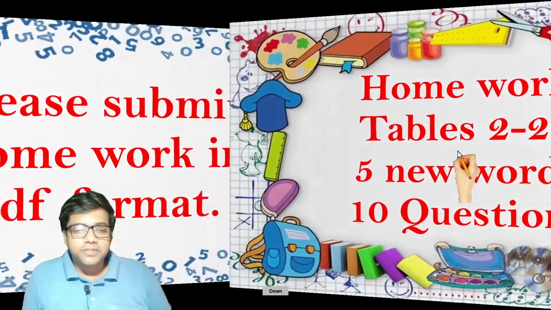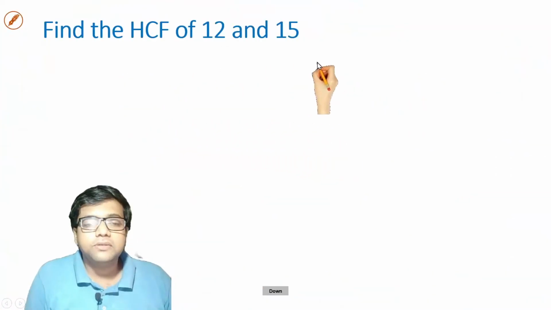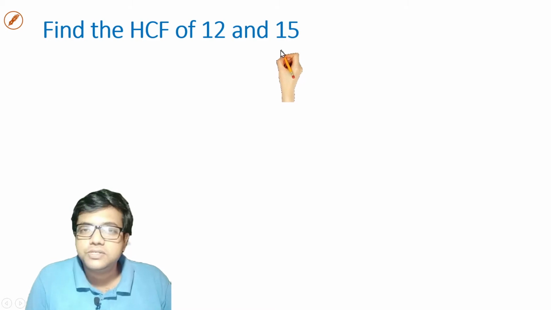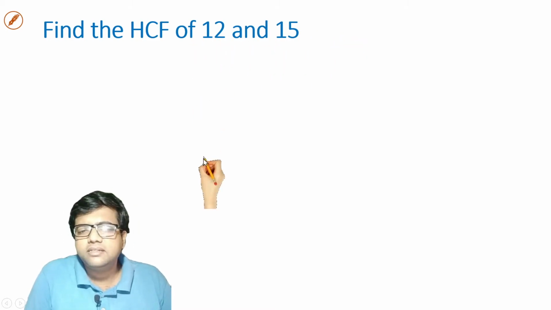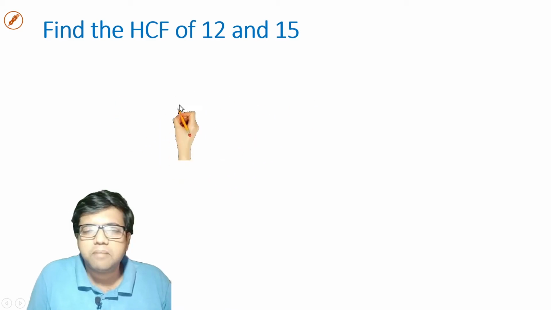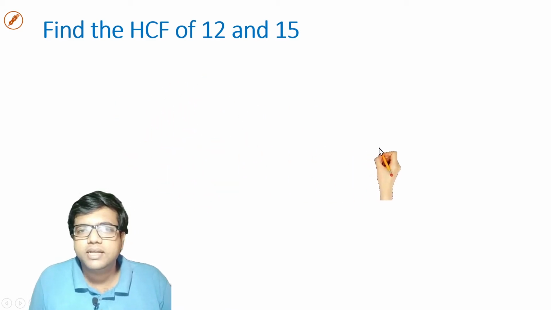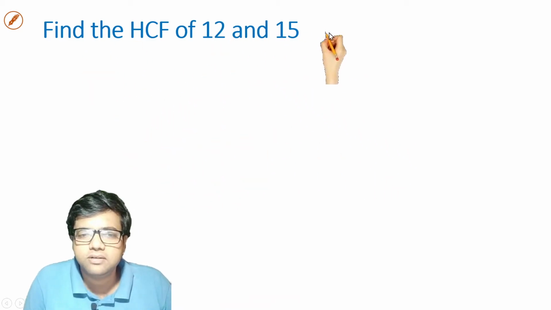You know how to submit the homework, right? So the first question is to find the HCF of 12 and 15. The basic method is finding the factors and comparing them. All the common factors will be taken as the highest common factor for 12 and 15.